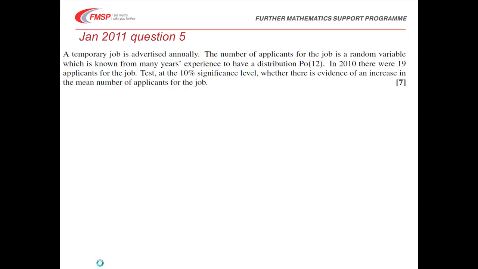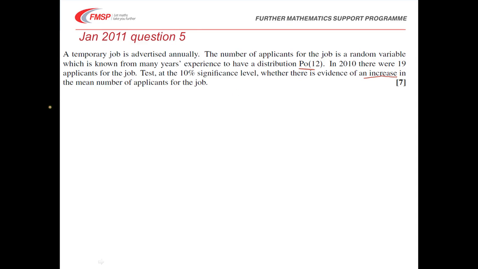Okay, so another question. We've got a temporary job that is advertised annually. The number of applicants for the job is a random variable which is known from many years' experience to be a Poisson distribution. In 2010 there were 19 applicants for the job. Test at 10% whether there is evidence of an increase in the mean number of applicants for the job.